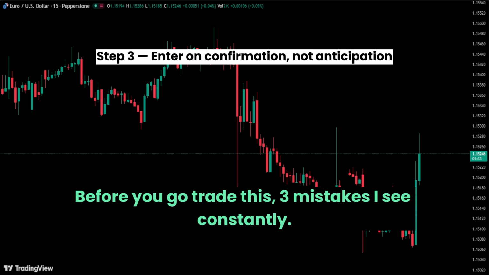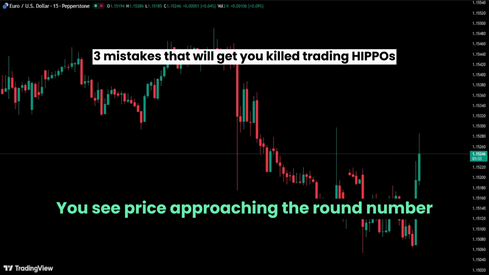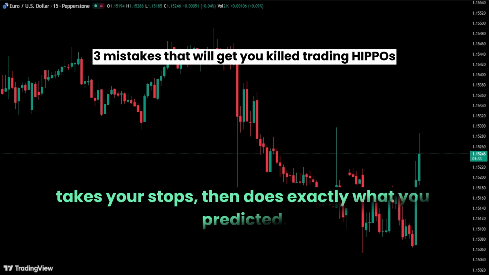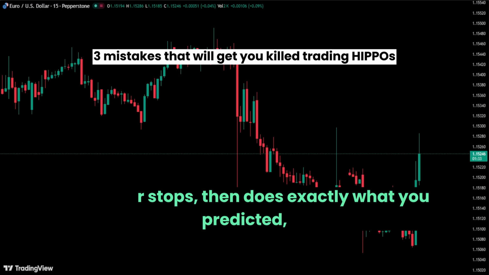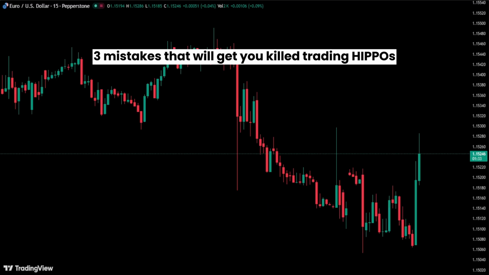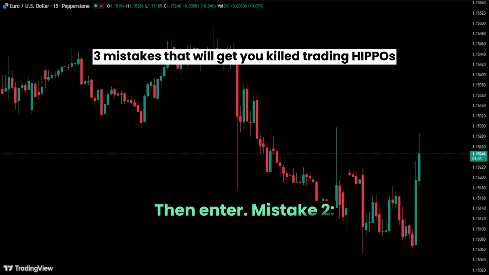Before you go trade this, 3 mistakes I see constantly. Mistake 1: Entering before the wick forms. You see price approaching the round number and you jump in early. Price blows through your entry, takes your stops, then does exactly what you predicted from a level 30 pips below where you entered. Wait for the wick, wait for the close, then enter.